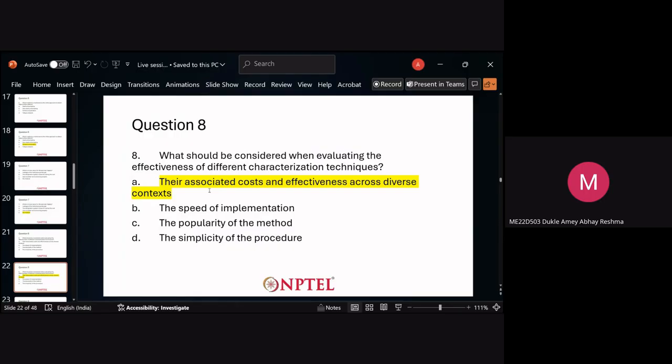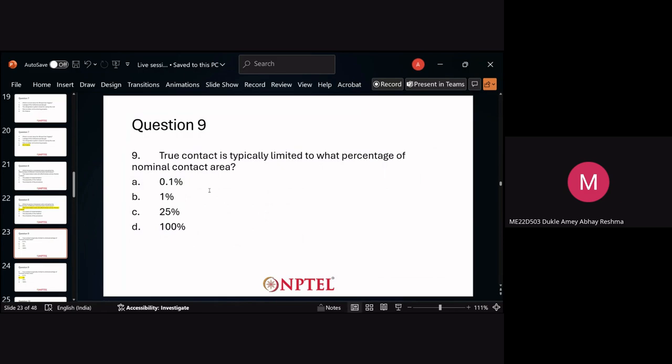So that is what the question asks. What will be the first factor? What will be the major factor that you will consider when selecting the characterization technique? It will be its effectiveness, and also the associated cost.